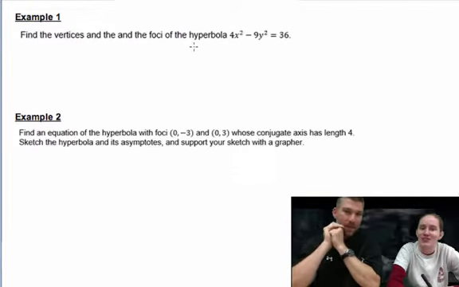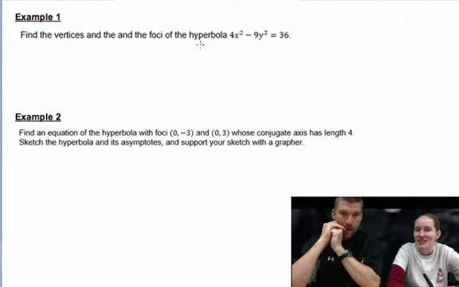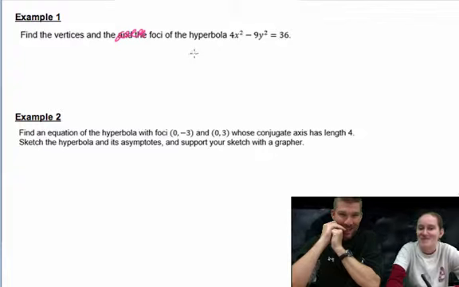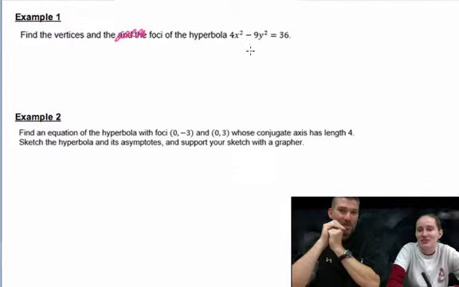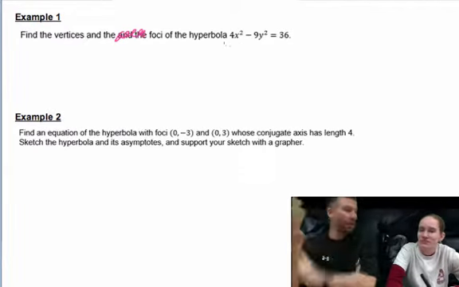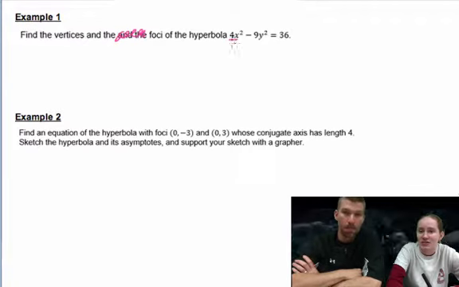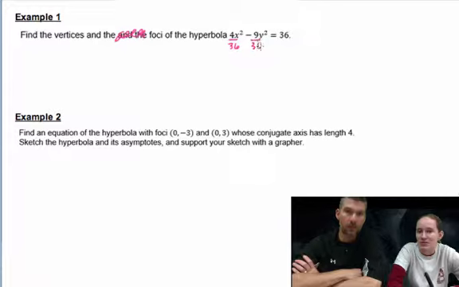Example 1. Let's find the vertices and the foci of the hyperbola 4x squared minus 9y squared equals 36. So we have to make it equal 1. Yes, because that's standard form. So I should divide everything by 36 in order to make that happen. That's correct.